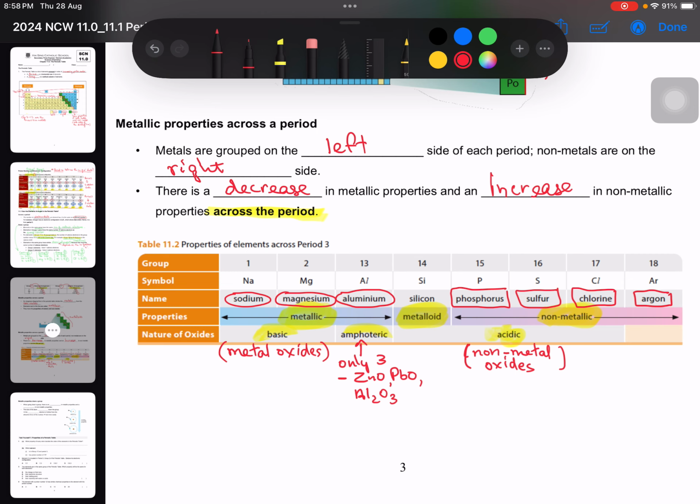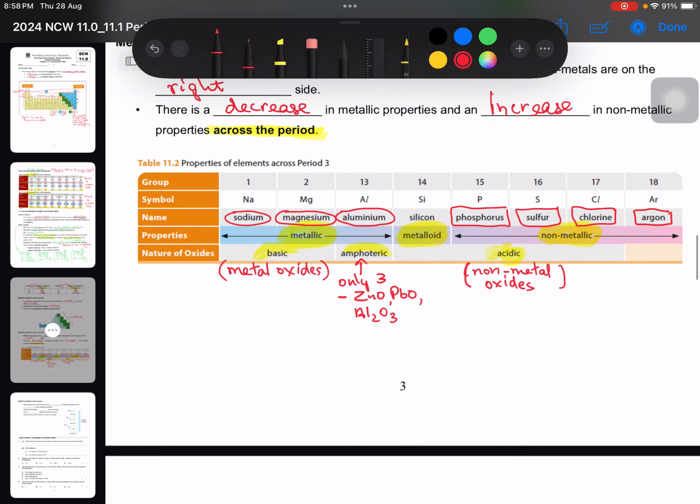All right, now, what we need to remember is this. How do you classify a metal? Let me reword that. A metal has a tendency to lose electrons. Then you classify it as a metal.